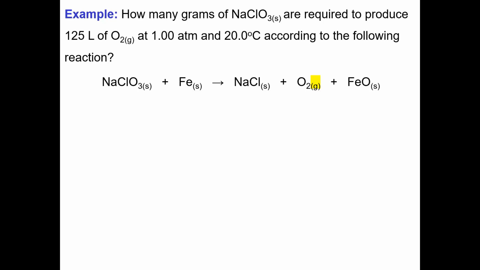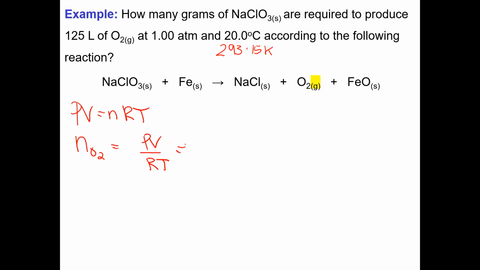It says, how many grams of sodium chlorate are required to produce 125 liters of oxygen at 1 atmosphere and 20 degrees Celsius according to the following reaction? And the first thing that we should think about is that the temperature here, we really want to remember to be working in Kelvin. So that's going to be 293.15 Kelvin. Okay, so if we recall the ideal gas law, PV equals nRT, you can see that we can calculate the number of moles of oxygen quite simply.